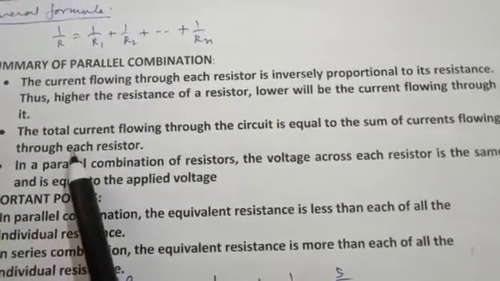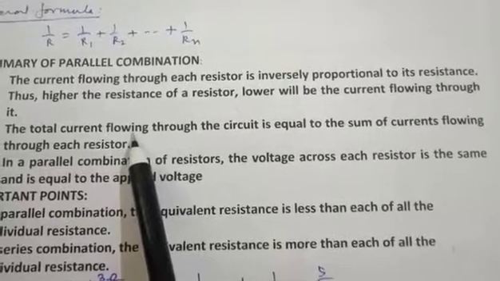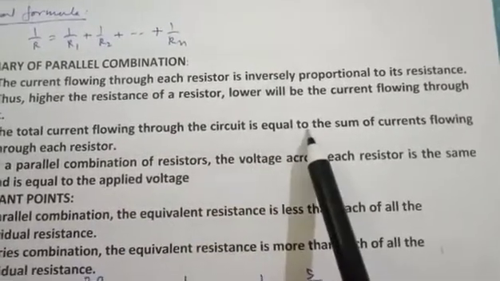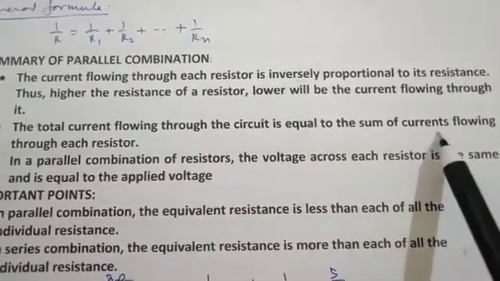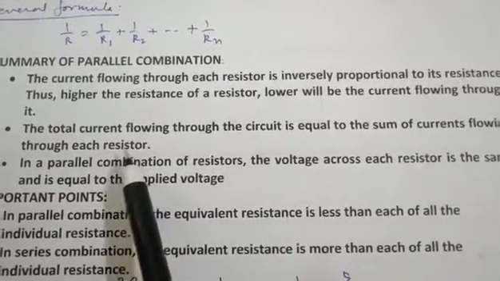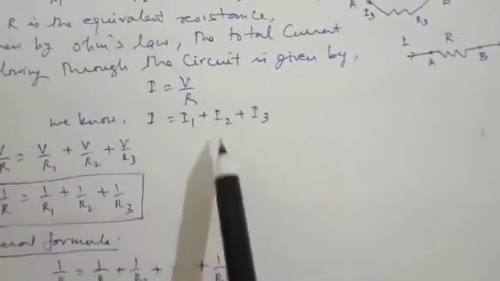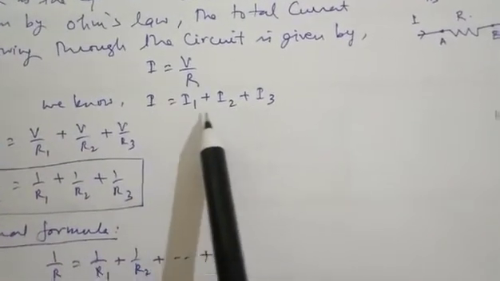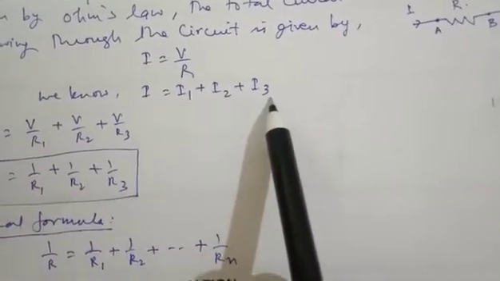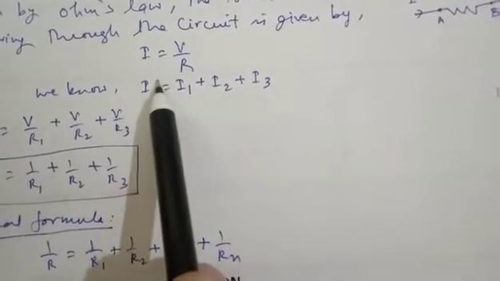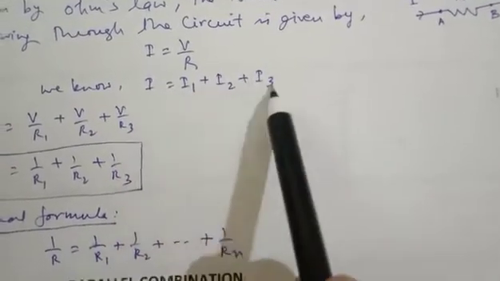Point number 2 says the total current flowing through the circuit is equal to the sum of currents flowing through each resistor. That means the total current I will be equal to I1 plus I2 plus I3. That means the total current will be divided into different branches.